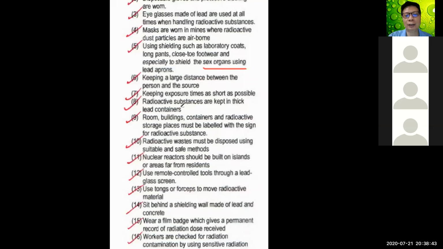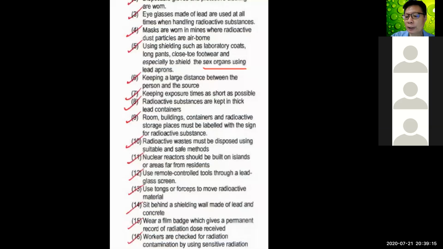Number 8, radioactive substances kept in the thick lead container. There's a big container made from lead, then you put it inside. So it cannot come out. So use lead container. Room, buildings, container, and radioactive storage place must be labeled with the signs of radioactive substance. You know the sign, right? The symbol of radiation, right?